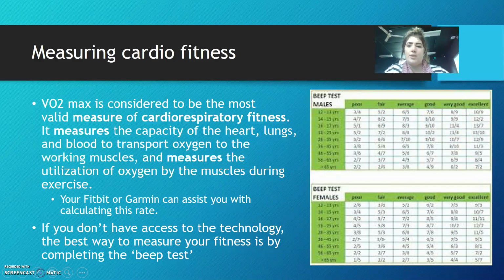To measure your cardio fitness, there are a few different ways that you can do it. Technology is pretty amazing nowadays, and your VO2 max levels can be measured by using a Fitbit or a Garmin. The way it does it is it measures the capacity of the heart, lungs, and blood to transport oxygen to the working muscles, and then measures how much oxygen is actually utilised during that exercise.